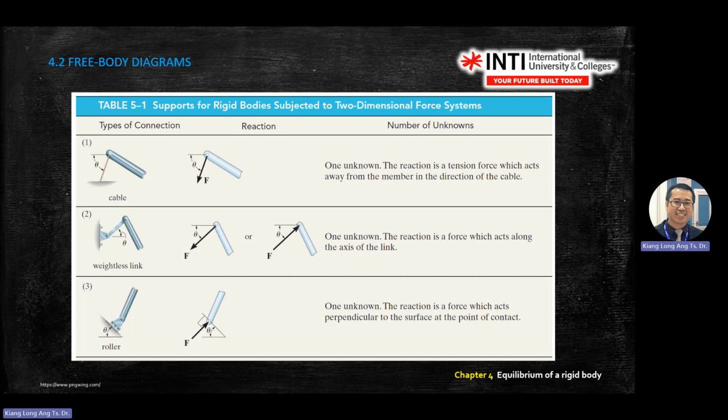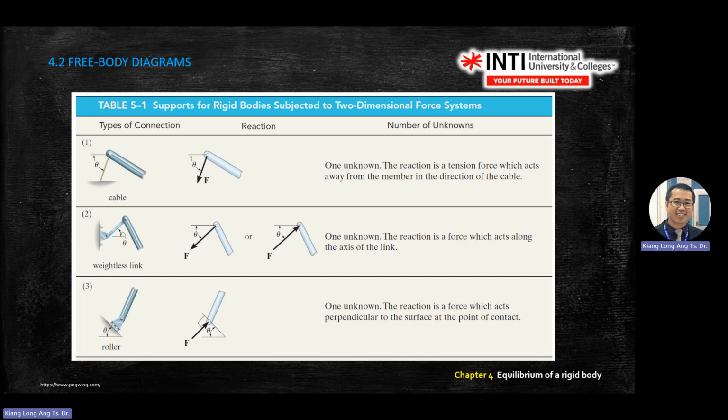Number 2, weightless link. A weightless link is when there's a link there. This happens more in mechanical engineering rather than civil. Civil also has it but it's rare. Link means there's an object linked to this one, so the same principle as the cable applies. It can either be pressing the object or pulling the object, so you can draw either of these two. Then in your solution, if you find a negative, you flip the direction, flip the arrow.